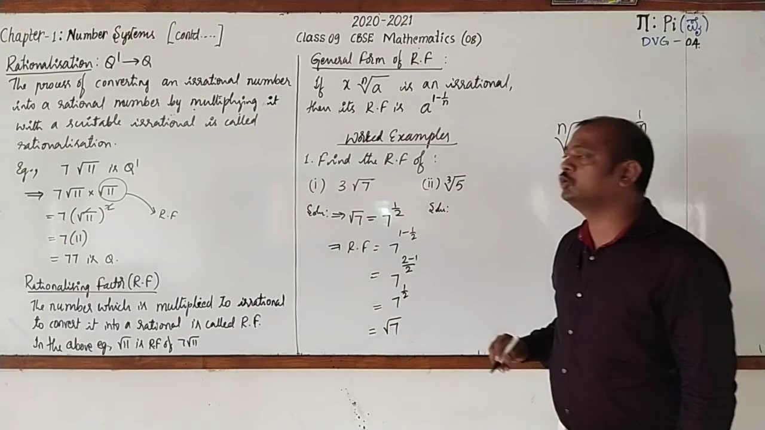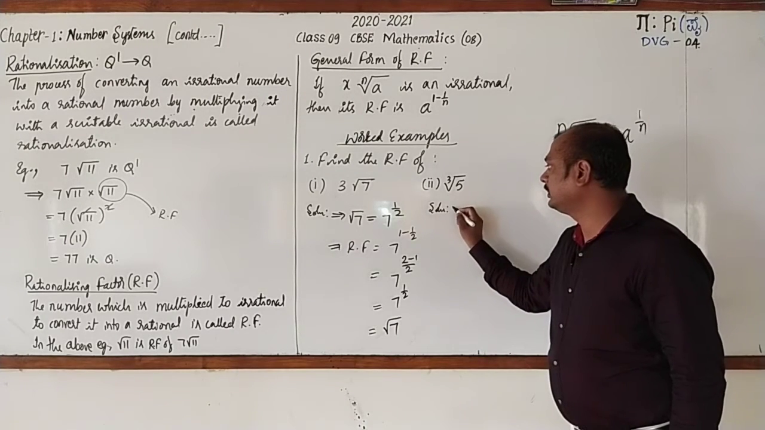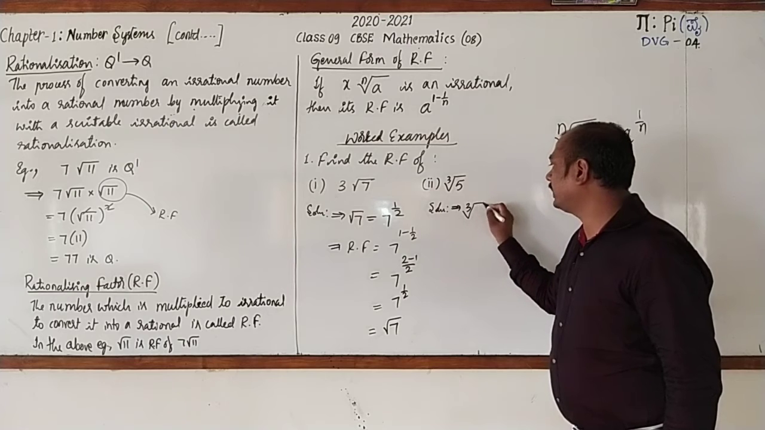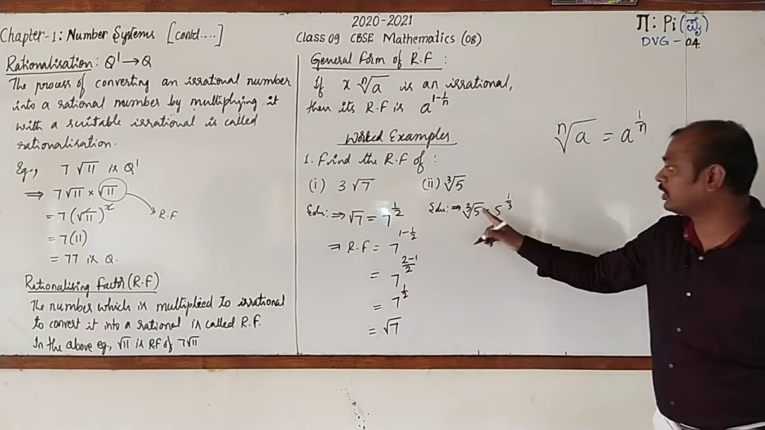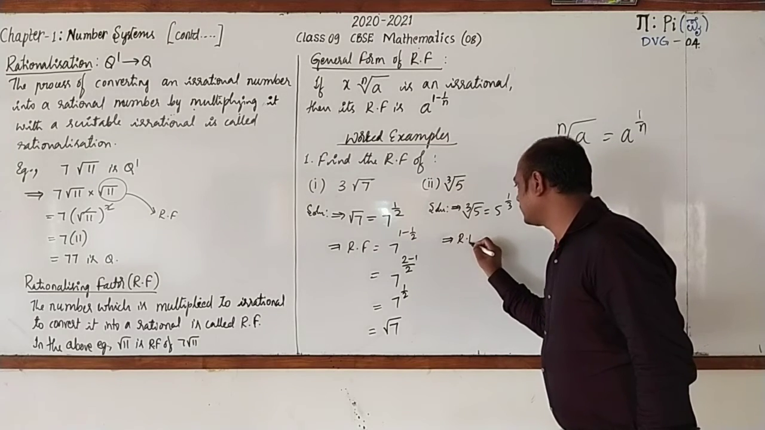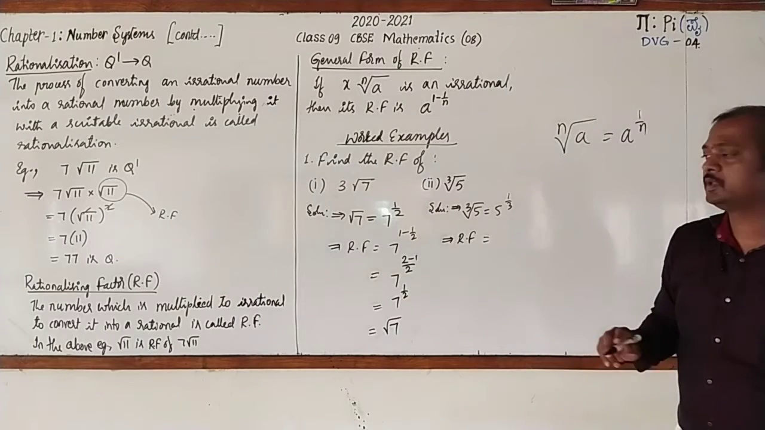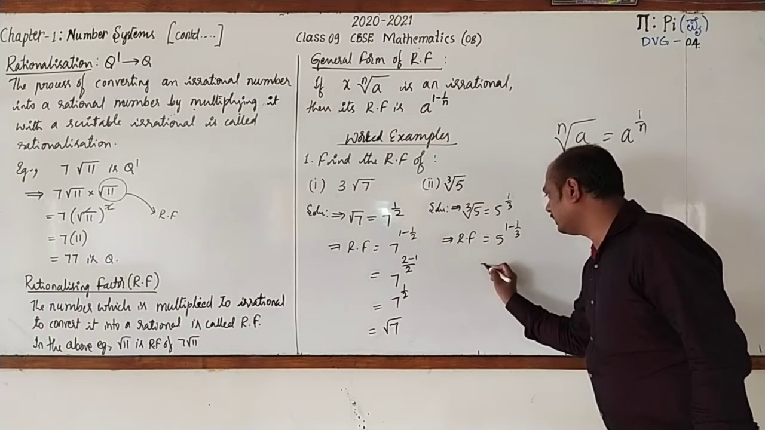It is cube root of 5. Cube root of 5 is given, and this cube root of 5 can be written as 5 raised to the power 1 by 3 because order is 3. We want to find out the rationalizing factor. Then 5 raised to the power 1 minus 1 by 3.